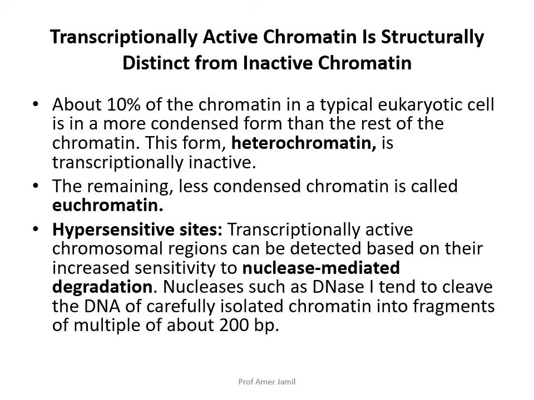Transcriptionally active chromatin is structurally distinct from inactive chromatin. About 10% of the chromatin in typical eukaryotic cells is in a more condensed form. This is called heterochromatin, and this is transcriptionally inactive. The transcriptionally active chromatin is less condensed, and it is called euchromatin.